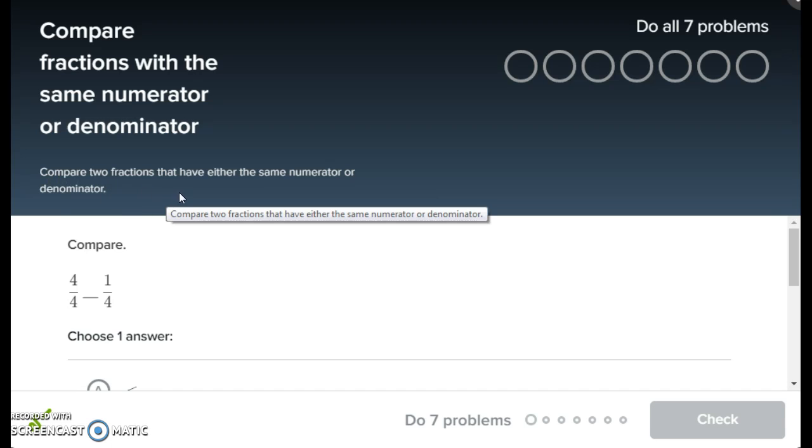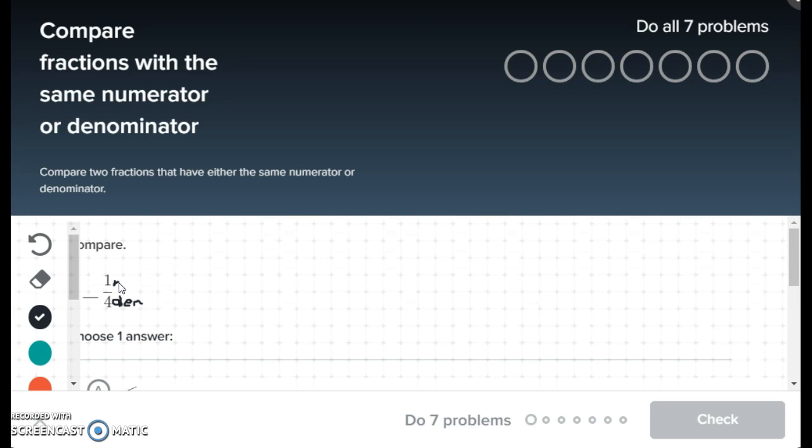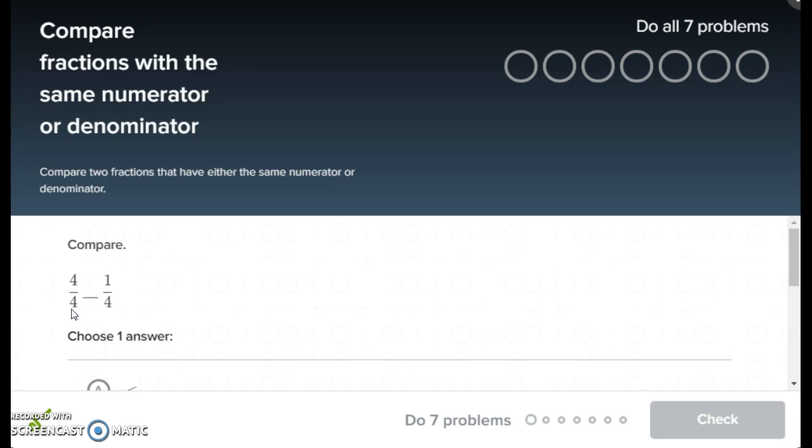Compare two fractions that have either the same numerator or denominator. Just a quick heads up, this is the numerator, this is the denominator, and this is the numerator. So, we can see that this is 4 over 1 and 4 over 4.